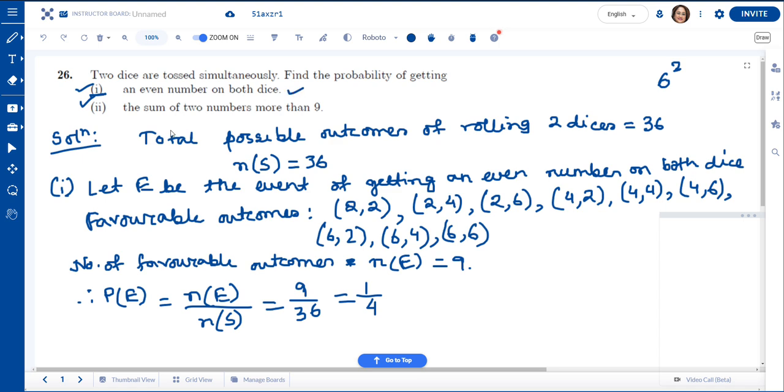Now we are going to solve part 2, the sum of two numbers more than 9. Whenever we roll the dice and add up the numbers, the sum should be greater than 9. So we will count from 10. We will not count 9 because it's asking more than 9. If they ask more than or equal to 9, then we should count from 9. Since they have given more than 9, we should count from 10 onwards. So let us solve this on the next page.